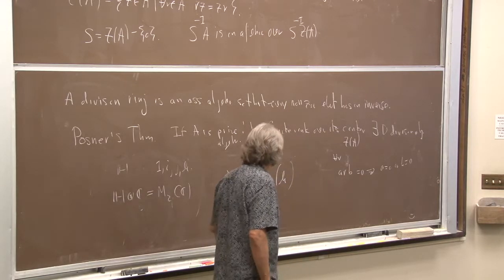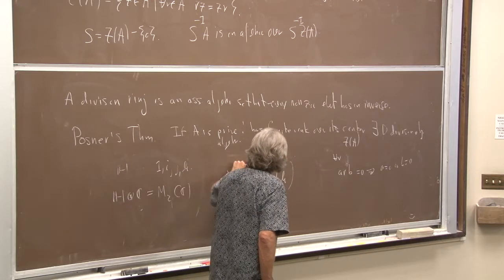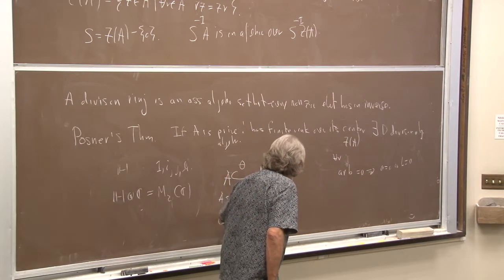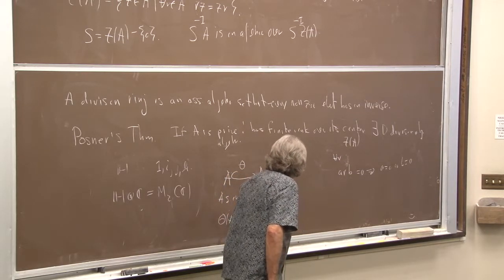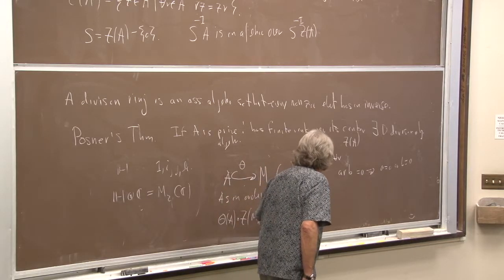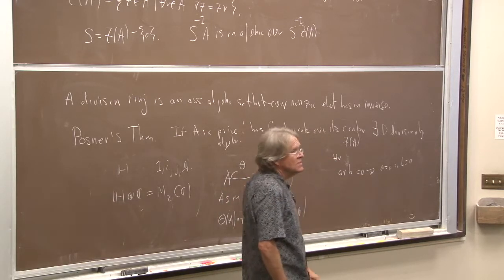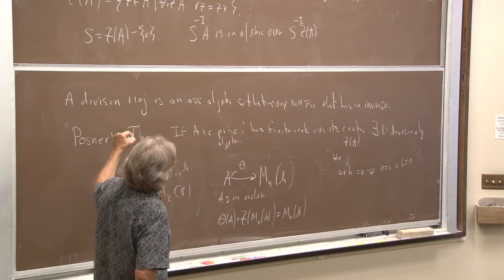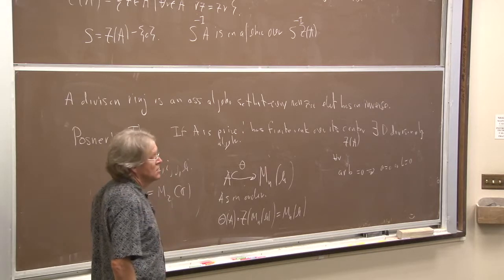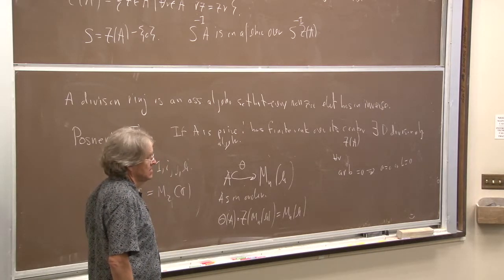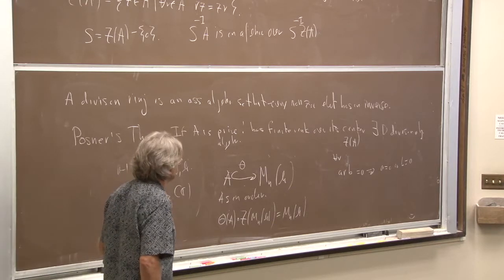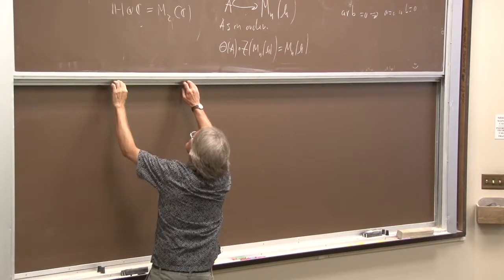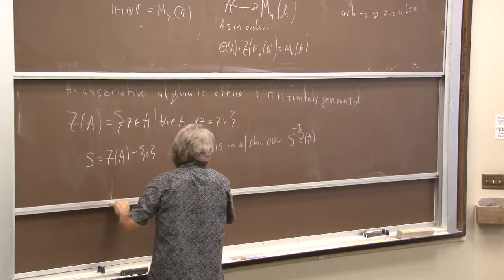And what it means to be an order is if I call this theta, if I take theta of A and then multiply by all elements of the center of M_n(K), then I get M_n(K). What it says is that a prime algebra that has finite rank over its center is almost a matrix ring. Okay? That's what it says. And because of that, the representation theory of these algebras is really nice.